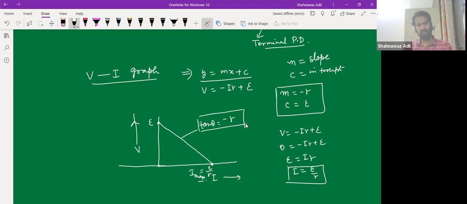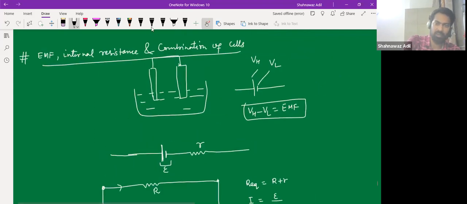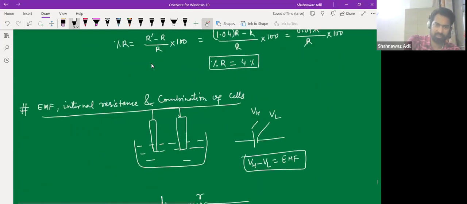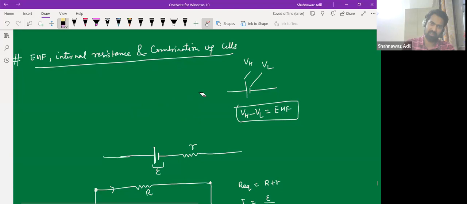Is this clear, everyone? Are these things clear? Yes. So please note down this part. This part is not needed because this is electrochemistry. So just remember from this point.